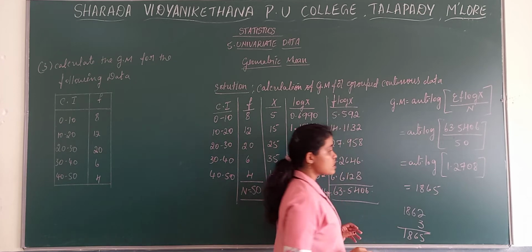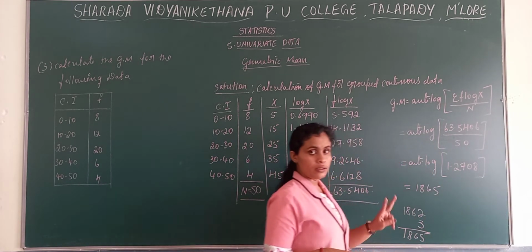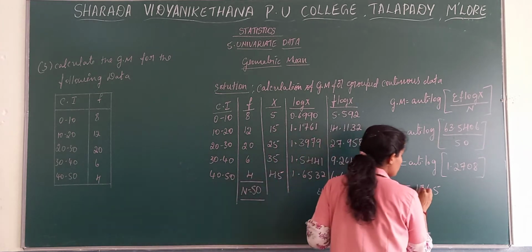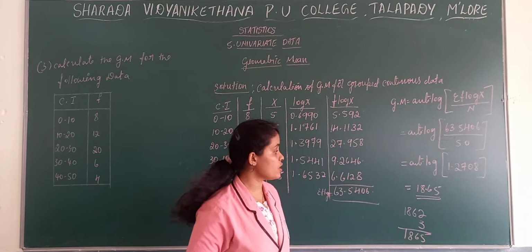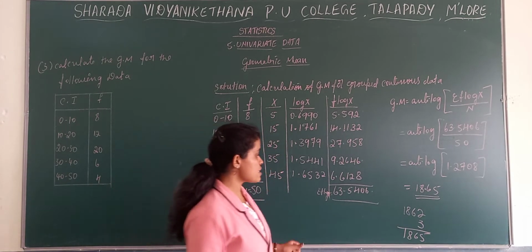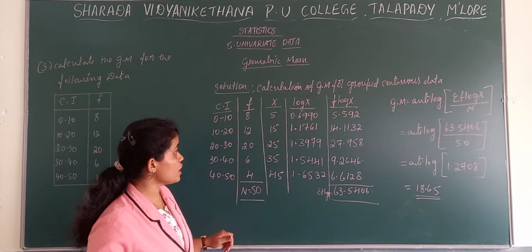1865. Now see the value before the decimal, it is 1. Add 1, it is 2. So after 2 digits put the decimal point. This is about geometric mean for grouped continuous data.